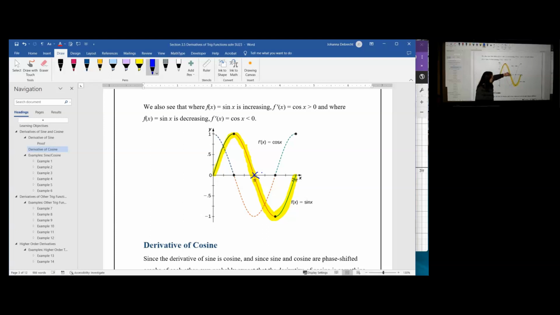Then when we come down, it stays negative, but it is approaching 0 again, so the derivative does that behavior. Then it starts to go up again. Notice that we'll also have an inflection point at 2 pi, which corresponds to a maximum in the graph of the derivative.